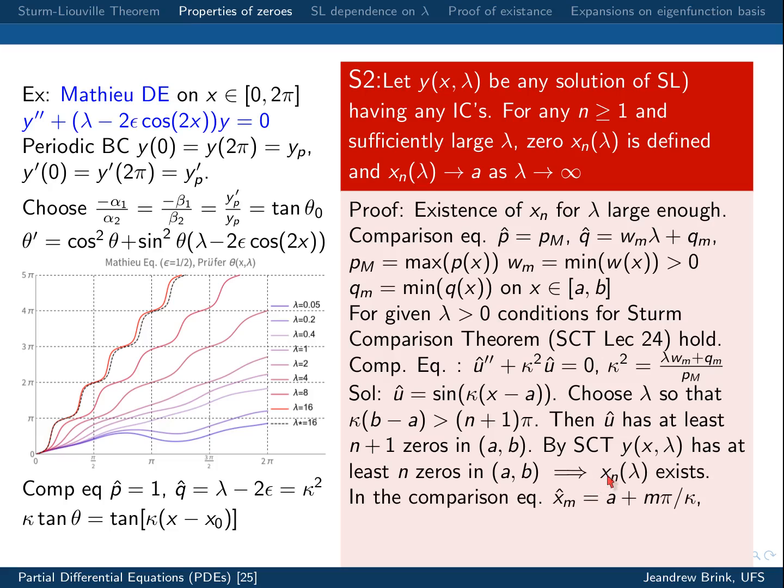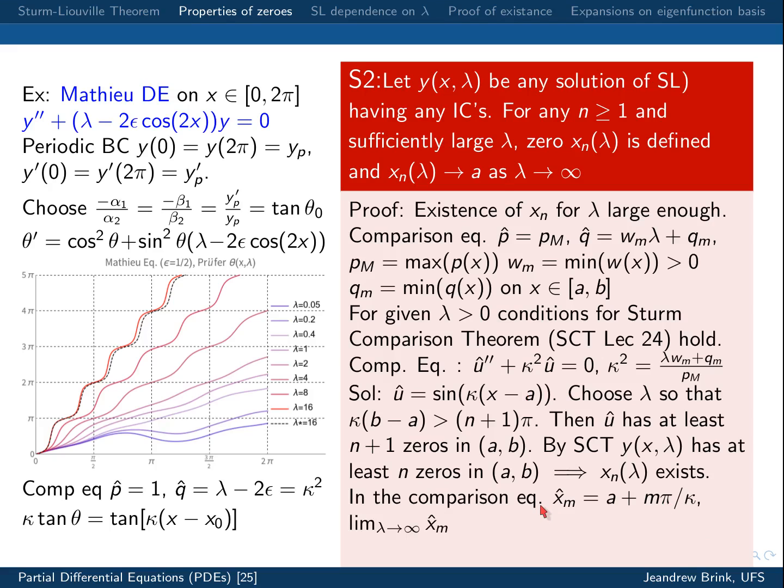But this is enough to say, as I've just argued, that the zeros of xn exist for the function we're considering. If we look at the comparison equation again, for that equation with the solution, we can work out where the zeros are. They're simply at x hat equals a plus m pi over kappa. Whenever x equals that, you can substitute it in and you see that sine of m pi, because the kappa cancels out and the a cancels out with that a, and you're left with m pi. That's 0, so that's a zero.